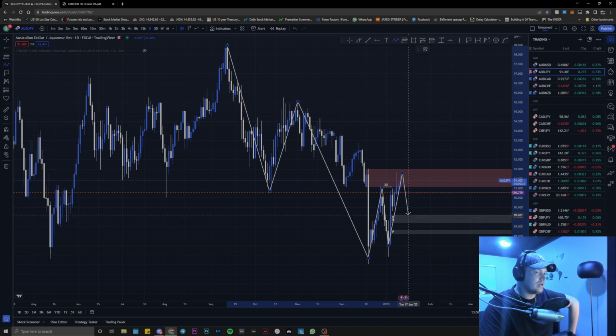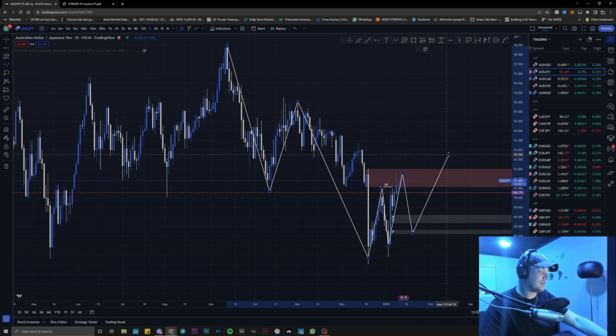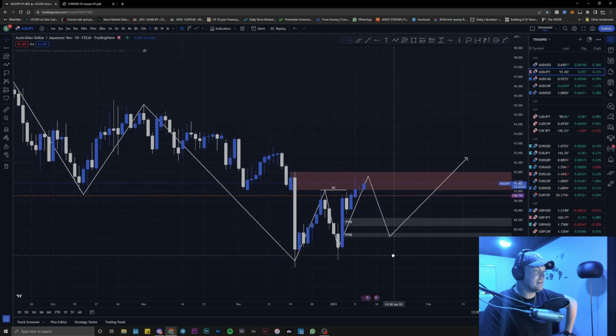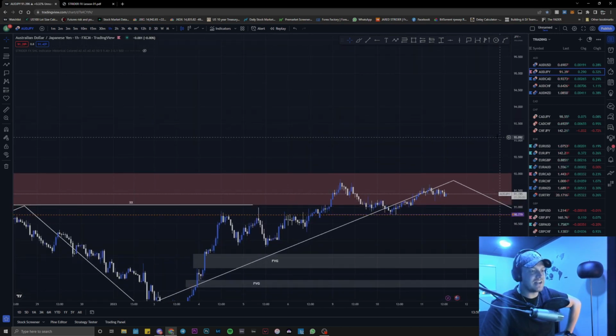Fair value gaps. Exactly. So price will come down into a point of interest somewhere down here to then take out this high. Yeah, bro. So we're seeing a change of character. This is why I said on there we're waiting for a confirmation entry in here on something like the 1 hour.